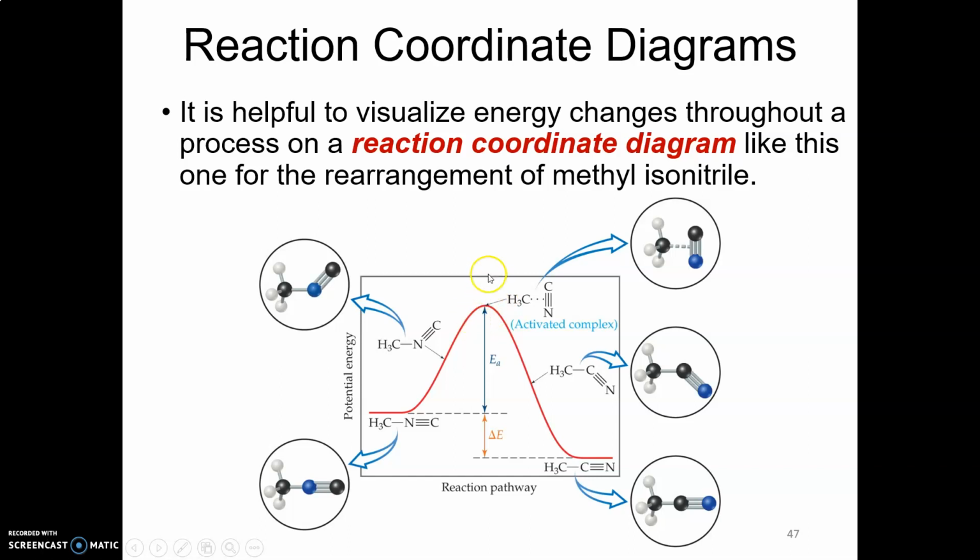Imagine that this is almost like a point. There's no place to stay. You can either go this way or this way, but you can't live up here, right? So this is an unstable complex. Then it's going to keep rotating, and we're going to start forming the bond we want to form. Forming bonds releases energy. So we're progressing forward in our pathway. We're going down in energy until we reach our new complex.